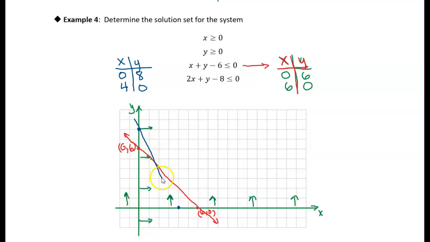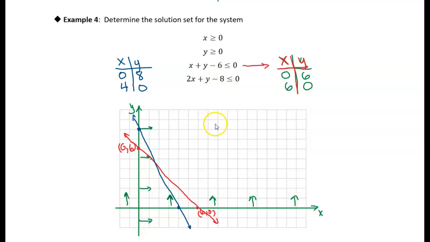Okay, if I can draw a decent line. Okay, so there's my line that represents all the points where 2x plus y minus 8 is equal to 0. All right. So now I just need to figure out which side of the line is represented by the inequality, right? Which side of the line contains the points that satisfy the inequality. All right, so let's test some points.